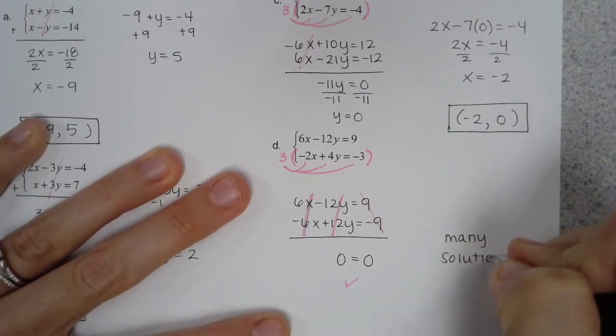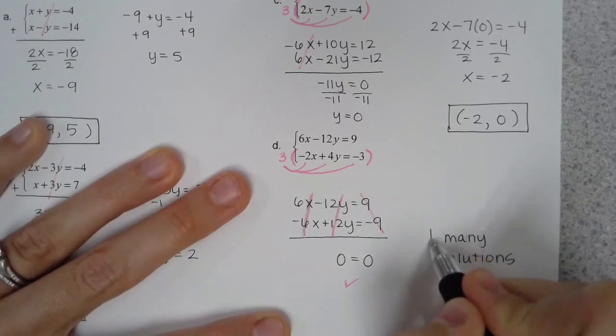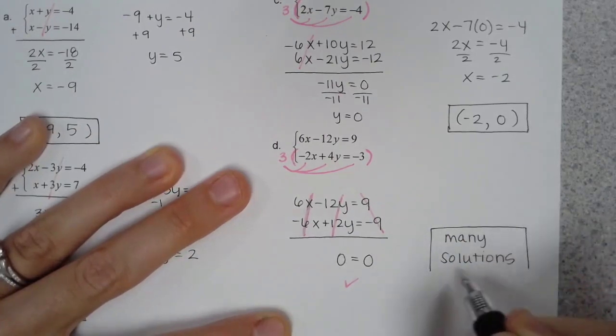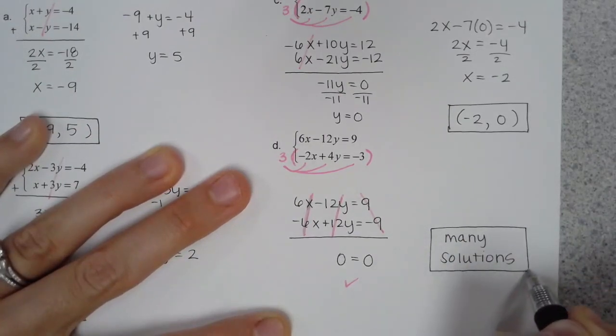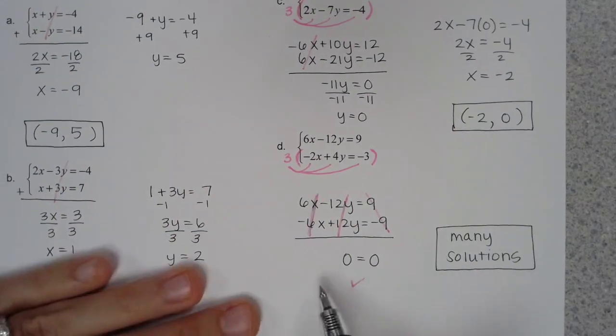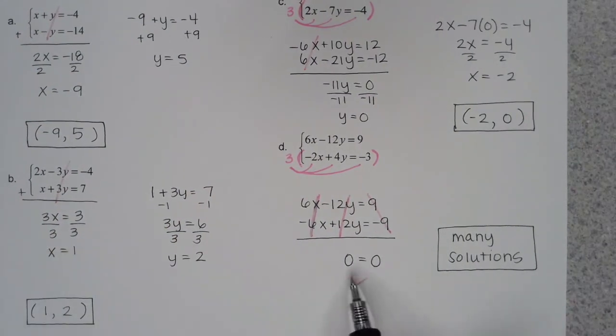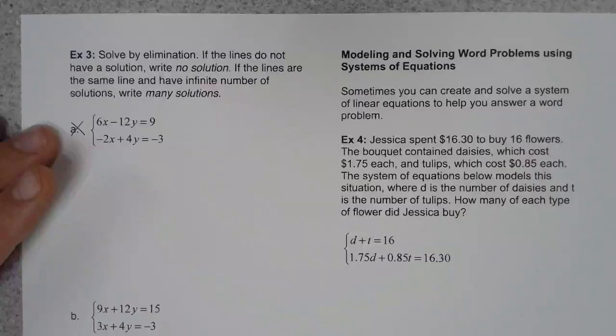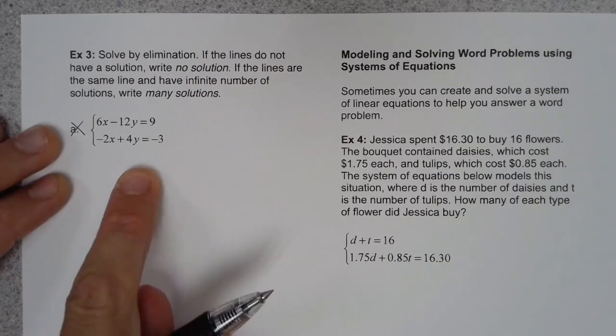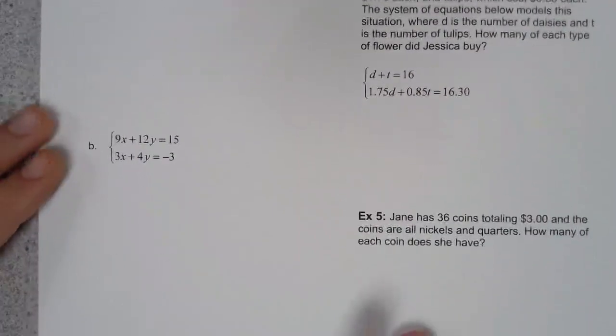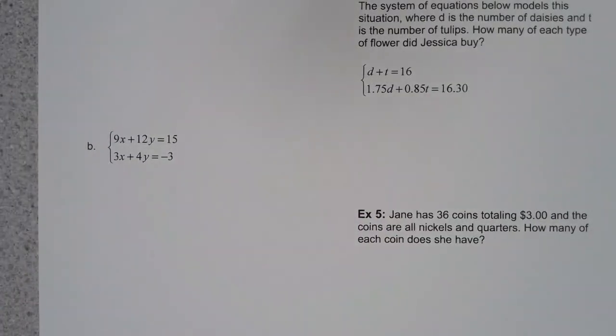So when the x's and the y's both cross out, and when what you're left over with is a true statement, 0 equals 0, that means that the answer to the question is going to be many solutions. If these two numbers were different, like if this said 0 equals 18, for example, then the answer to the question would be no solution. Since we've already done an example of many solutions, we're going to skip example A on this side. We're just going to move down and we're going to do B and we'll do C.